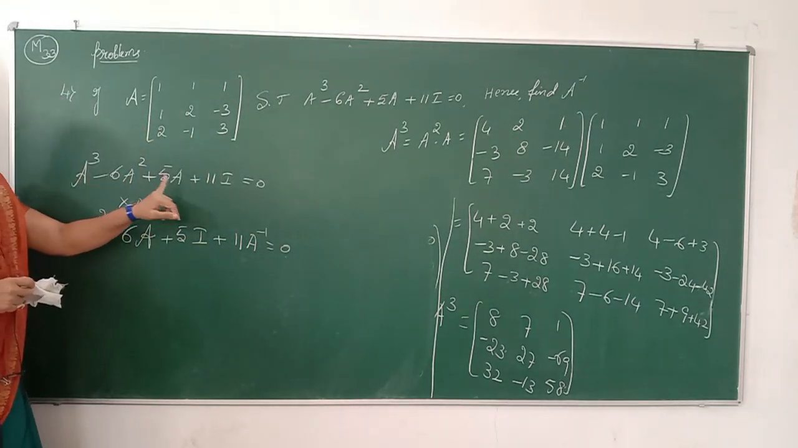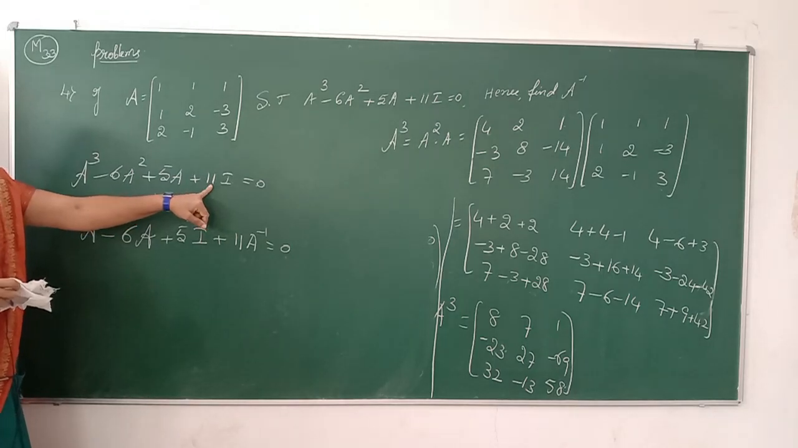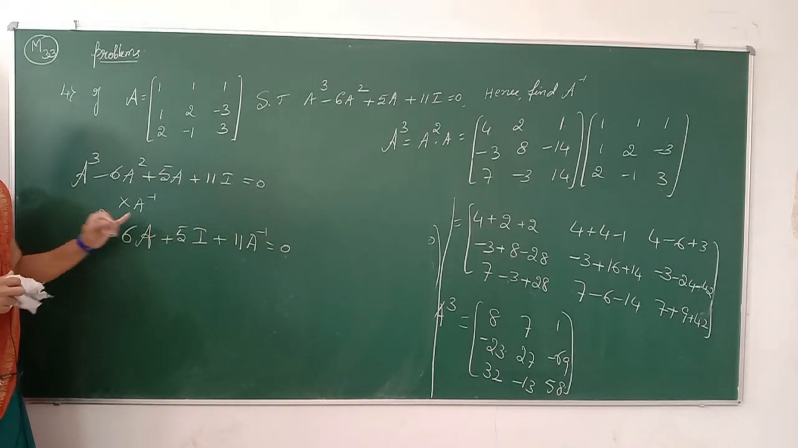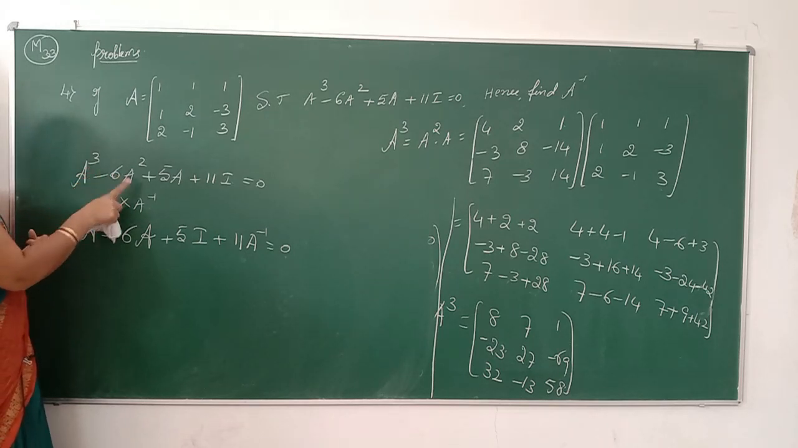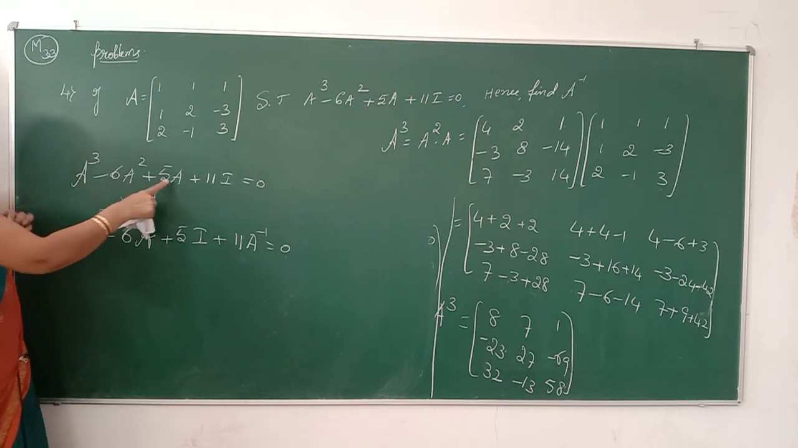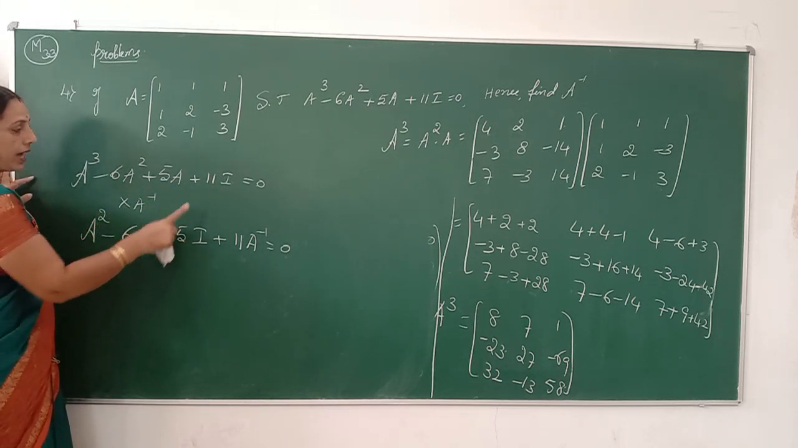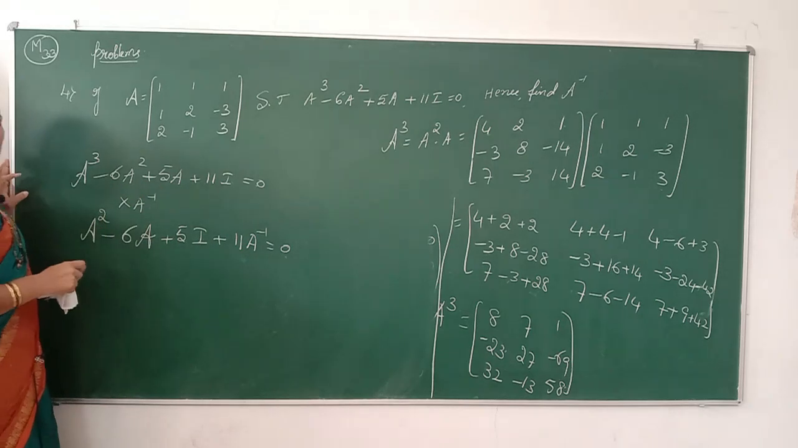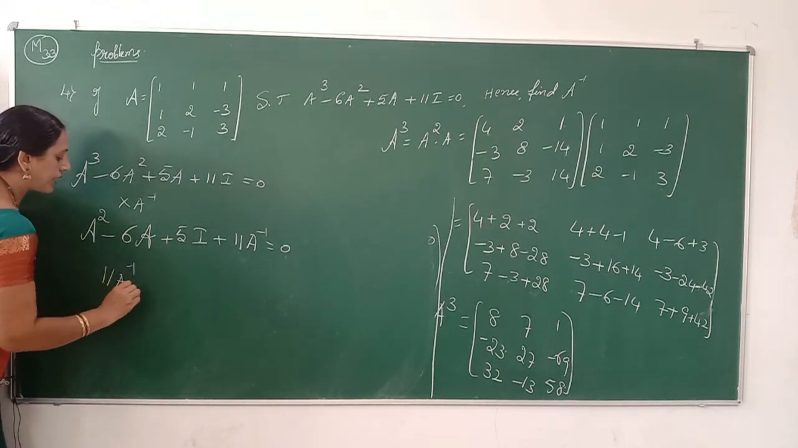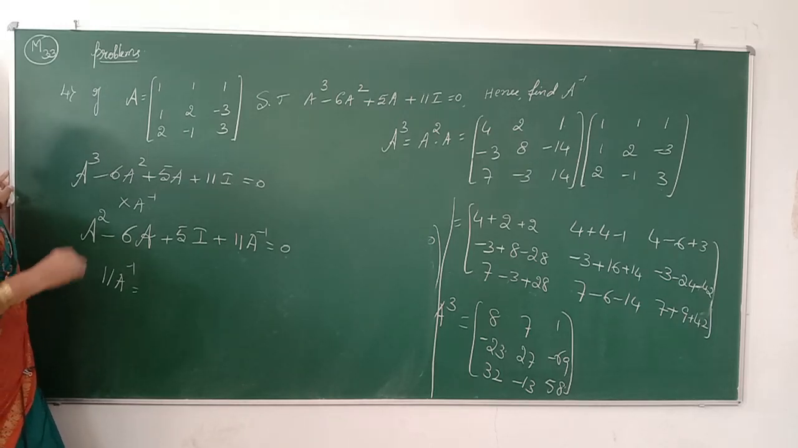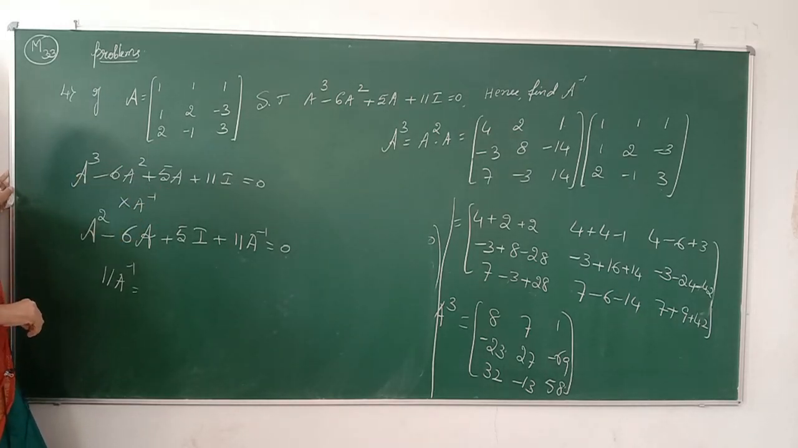Means if all the terms of the given equation are multiplied by A inverse, A cube into A inverse is A square, so we reduce one power. A square into A inverse is A, and A into A inverse is I, and I into A inverse is A inverse. After that we keep the inverse term on one side and transpose the remaining terms of the equation to the other side.